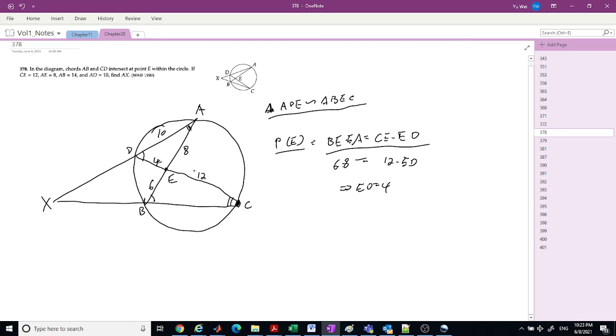Okay, and then we have triangle ADE is similar to this one. So now we know that the ratio is 3 to 2. So BC is 3 to 2 times AD, which is equal to 15. Okay, so we solve this side equals 15. Then we want to solve for AX.